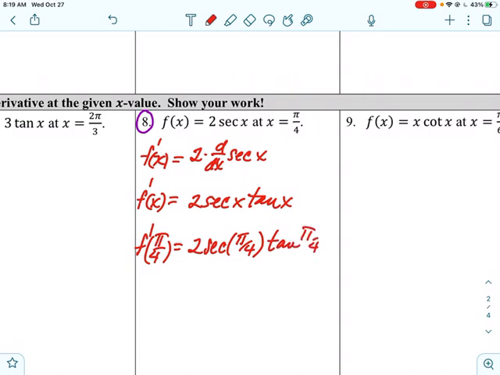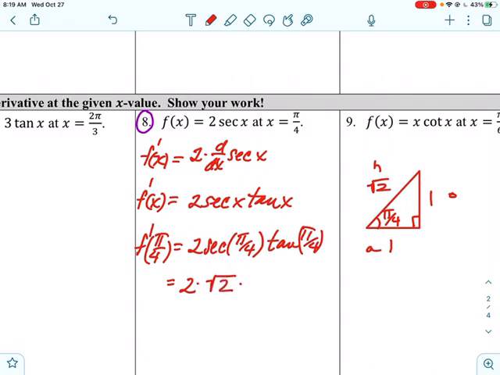Okay, and remember when you're doing your pi over 4s, you have that 1, 1, root 2 triangle. Pi over 4 is in the first quadrant, so there's pi over 4. The secant, remember, is the hypotenuse over the adjacent. So I have 2 times the secant of pi over 4 is root 2, and then the tangent of pi over 4 is just 1. So our final answer for f prime of pi over 4 is equal to 2 root 2. Okay, just one more of them knocked out for you.